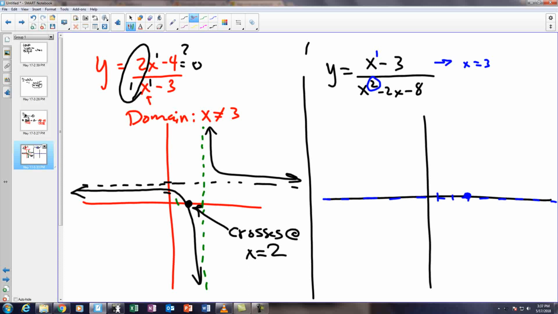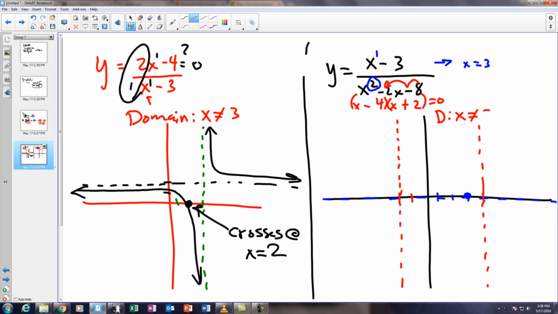The next thing I need to do is find the asymptotes. Well, I need to know what makes the denominator 0 because that's my domain restriction. Okay? What can x not be? Well, this would be x and x. The factors of 8 that subtract to 2 would be 4 and 2, a negative 4 and a plus 2. Meaning that the asymptotes, because I want this to not be 0, would be at negative 2 and over here at positive 4. Meaning that in my domain, x cannot be negative 2 or positive 4.